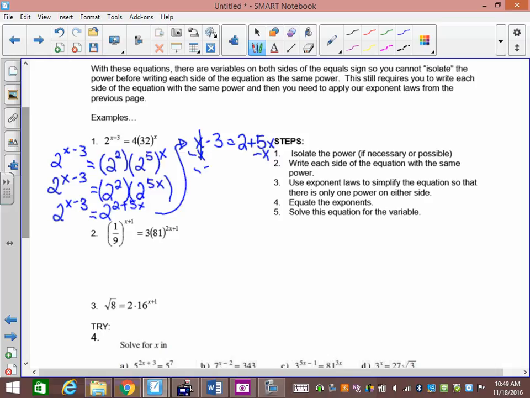So we get negative 3 equals 2 plus 4x. And then people are better once they have not 2 x's and two numbers. So now minus 2. And I get negative 5 equals 4x. Divide by 4. And x equals negative 5 over 4.